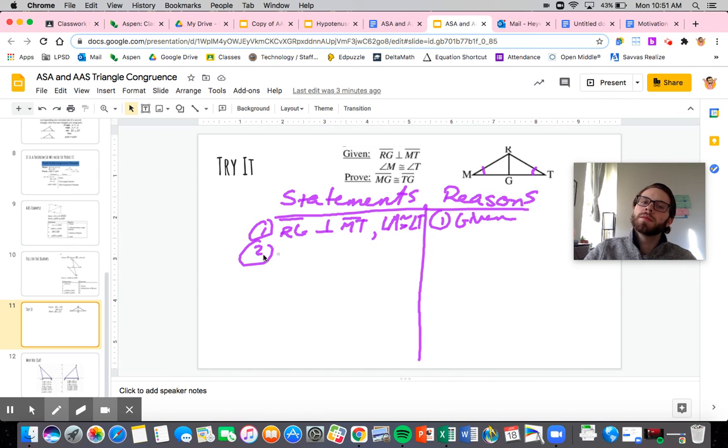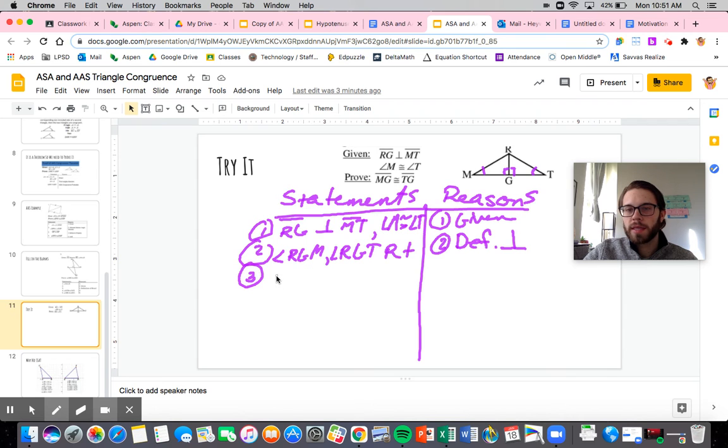All right, so we have these lines are perpendicular. Well, what does that mean? That means that angle RGM and angle RGT are right. And that just comes from the definition of perpendicular, right? So that's all that this means. It means that these two angles are right. And since we just said that they are right, we can use that same thing that we've done in the past. All right, we can say that now they are congruent. And we can say that they are congruent because all right angles are congruent.